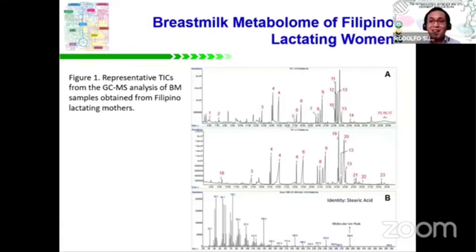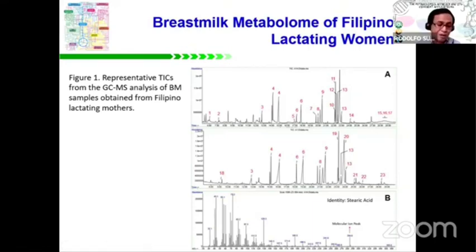To my knowledge, our group is the first one to characterize the comprehensive metabolome of breast milk using both NMR and mass spectrometry approaches. So this shows you a representative total ion chromatogram from the GC-MS analysis of the breast milk samples obtained from the FNRI.